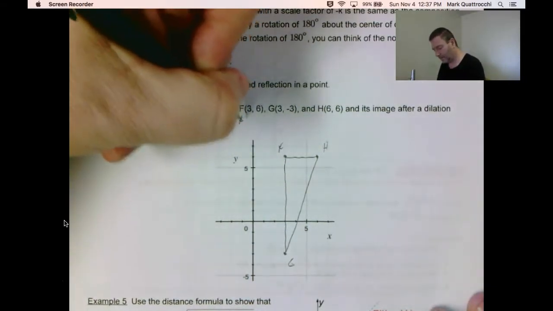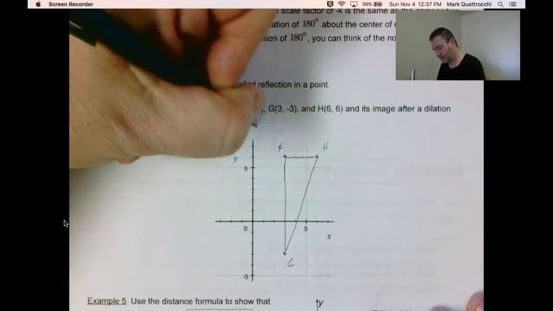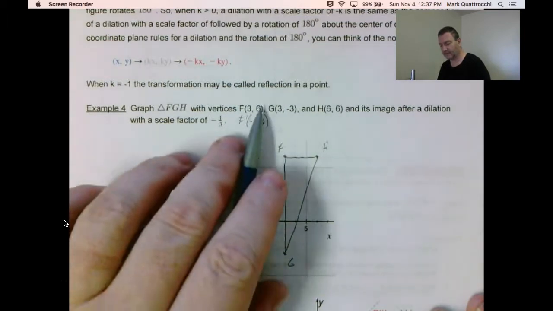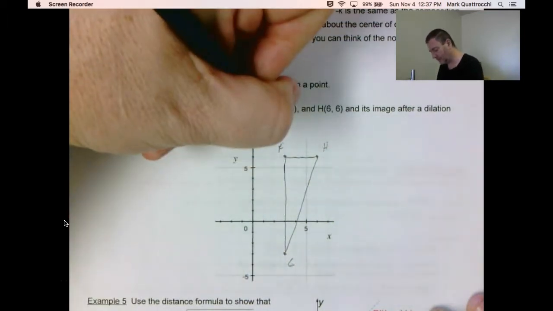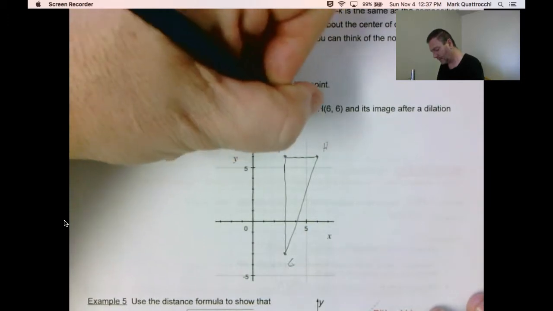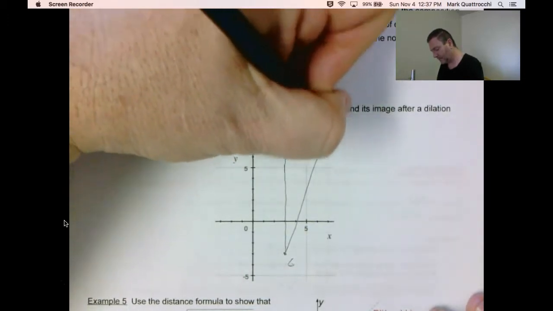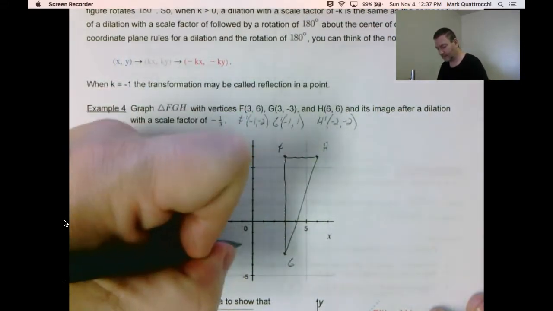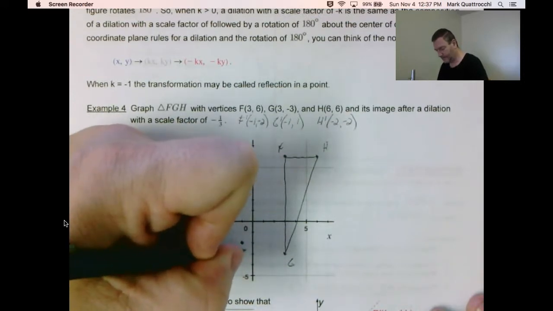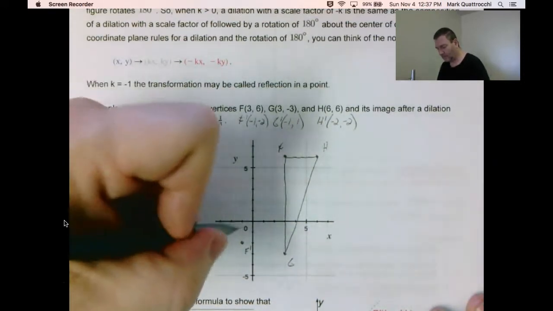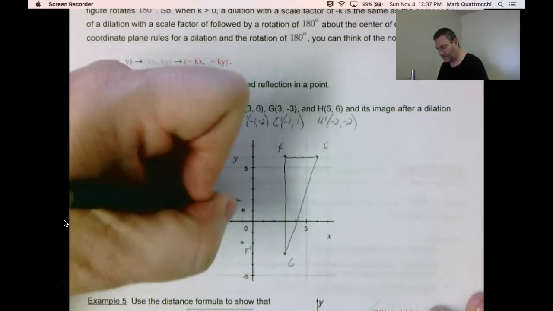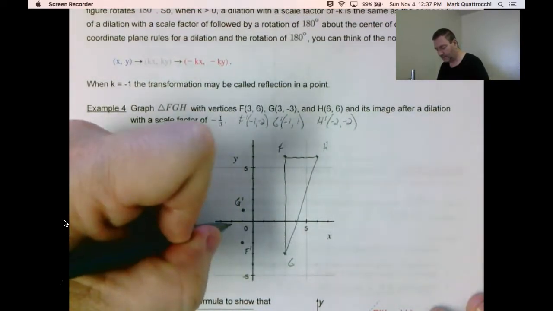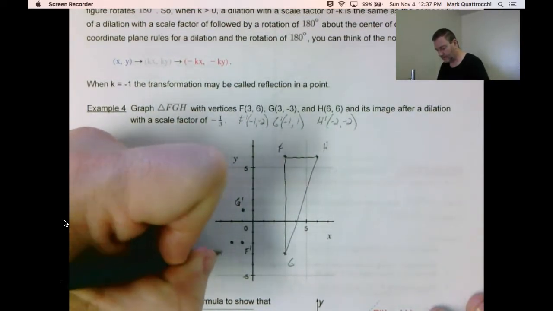And F prime is going to be -1, -2. Again, we multiply by -1/3. 3 times -1/3 is -1. 6 times -1/3 is -2. Continuing. G prime, -1, 1. H prime, -2, -2. When I plot these, -1, -2, here's F prime. -1, 1. Here's G prime. And -2, -2. Here's H prime.